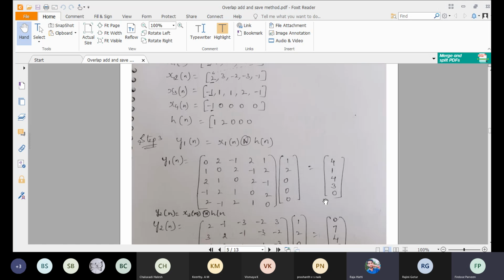Next you will do y2 of n and tell me. y2 of n, y3 of n and y4 of n, you will do and tell me the answer. For y2 of n, you have to take x2 of n. For y3 of n, you have to take x3 of n. For y4 of n, you have to take x4 of n.